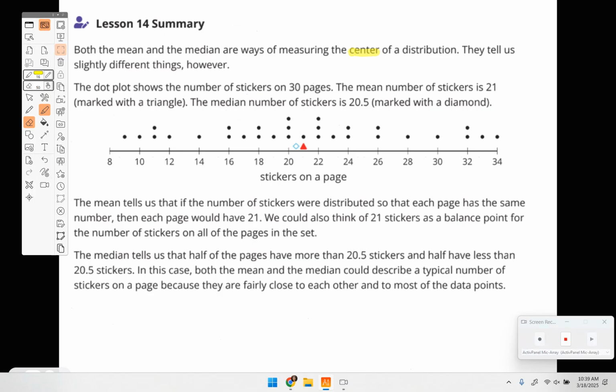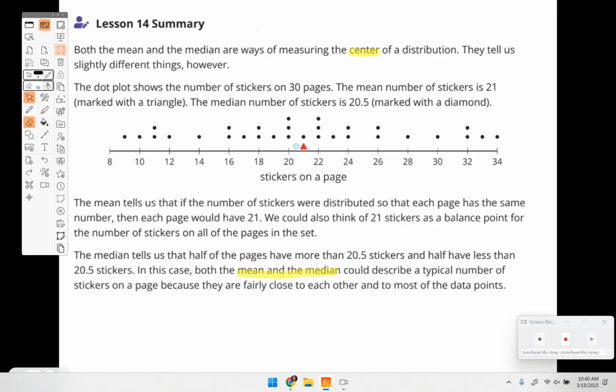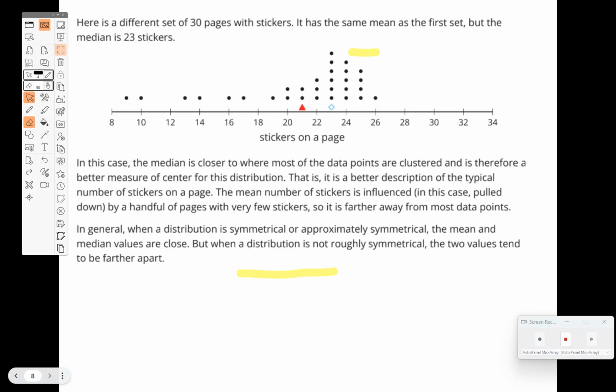The median tells us that half the pages have more than 20 and a half stickers, and the other half of the pages have less than 20 and a half stickers. In this case, both the mean and the median could describe a typical number of stickers on a page because they are fairly close together and to most of the data points. What do you think the next one's going to show? The one where the mean works, or where the median works?